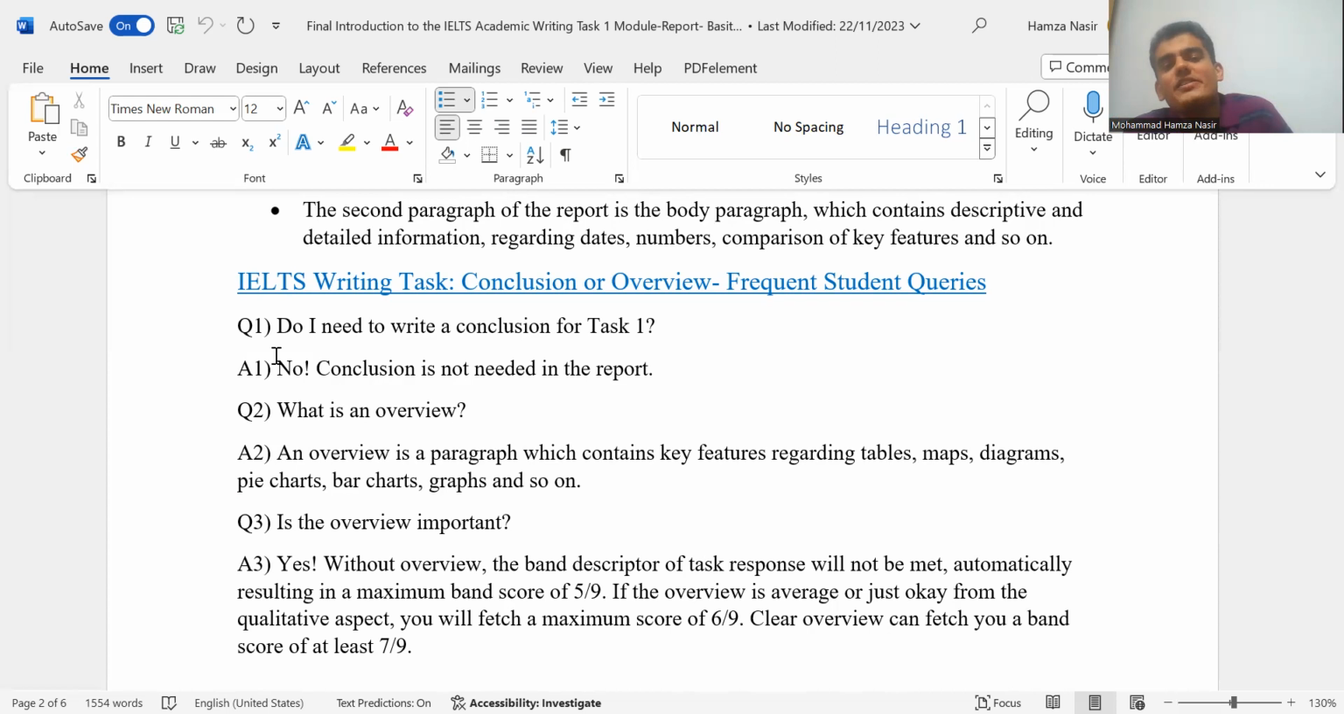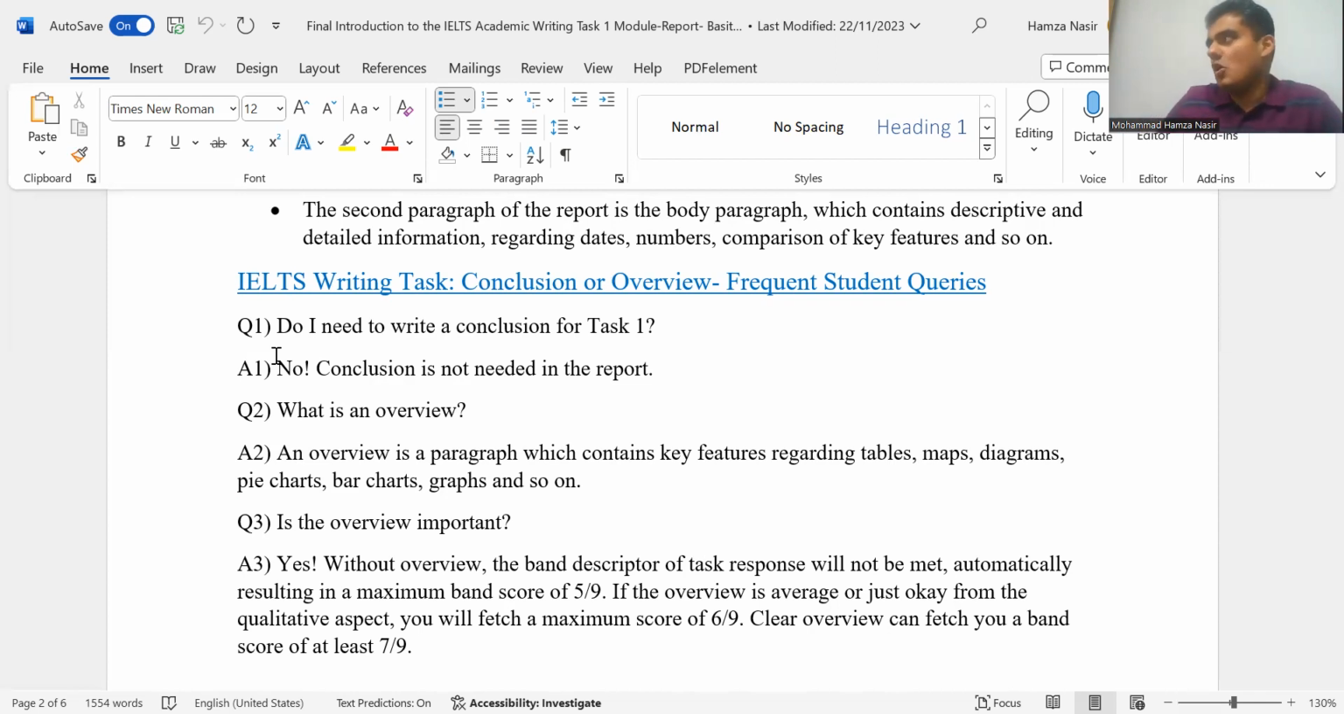Question two: what is an overview? The answer is, an overview, fellas, is a paragraph which contains key features regarding tables, maps, diagrams, pie charts, bar charts, graphs, and so on, right?